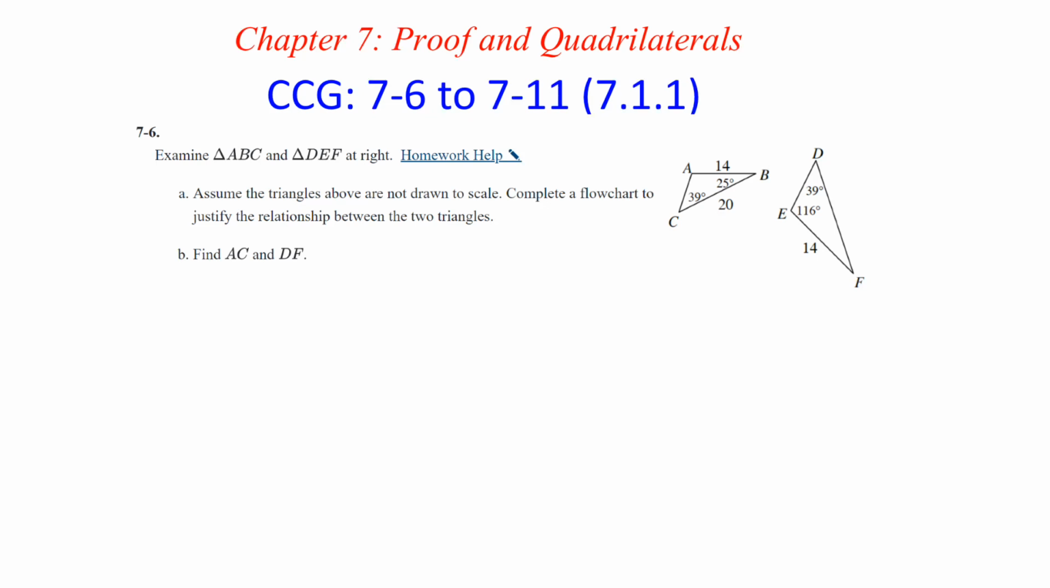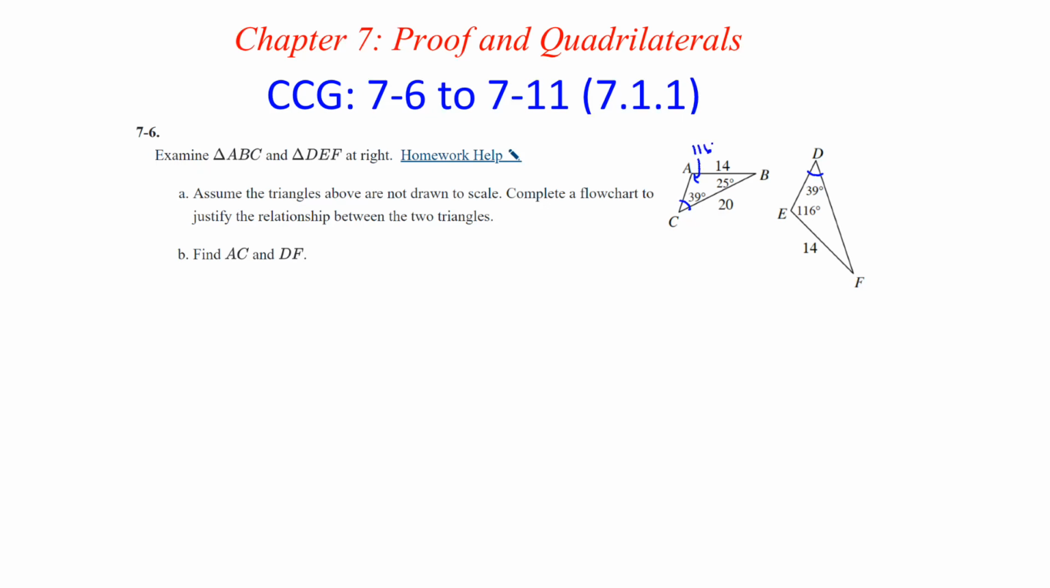We have triangle ABC where angle B is 25 degrees and angle C is 39. What we'll notice is angle C and angle D are congruent to each other. To find angle A, we take 180 and subtract the two other angles using the triangle angle sum theorem, and that comes out to an angle of 116 degrees.